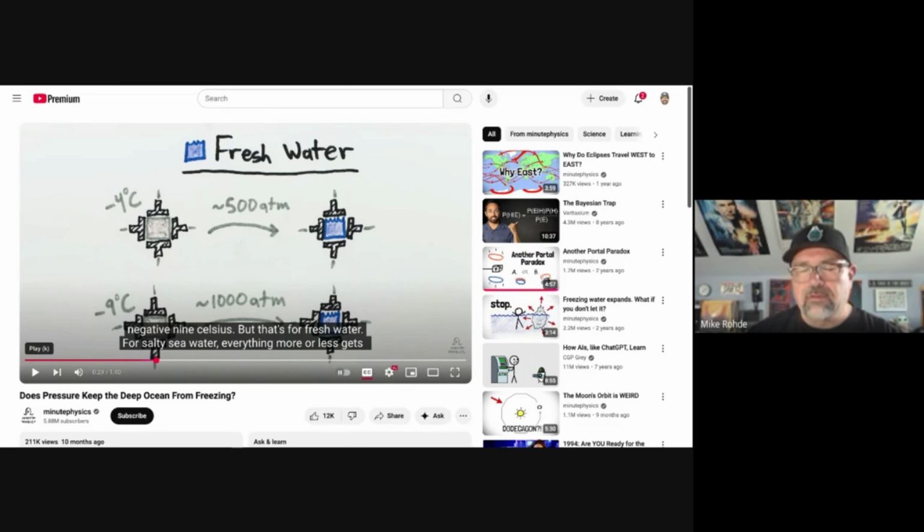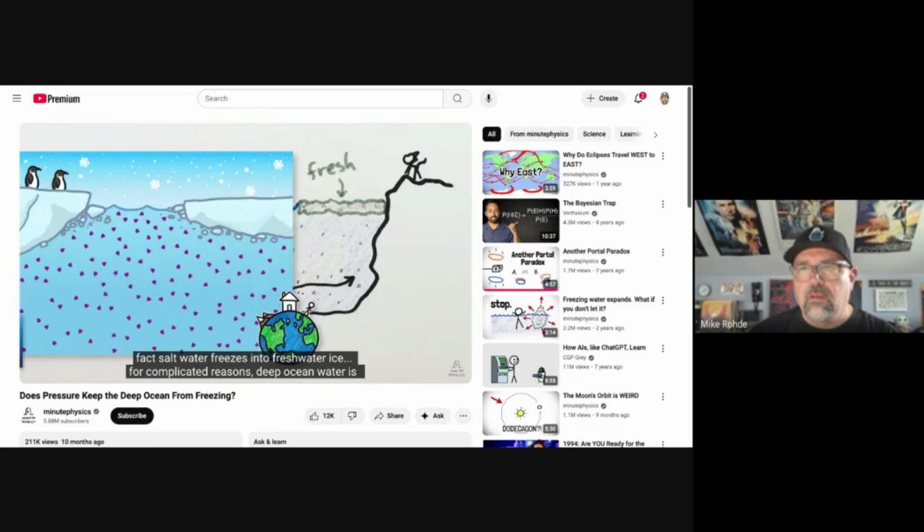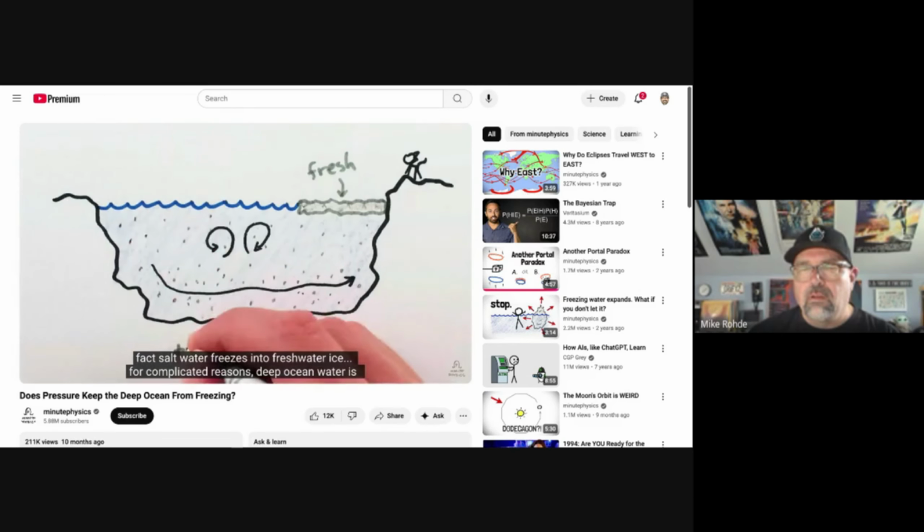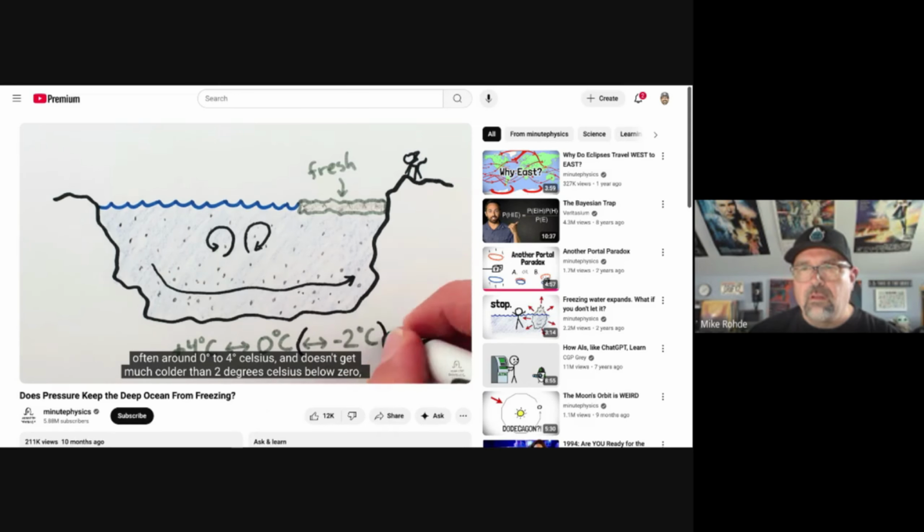But for various reasons related to circulation and salinity and convection, and the fact salt water freezes into freshwater ice, for complicated reasons, deep ocean water is often around 0 to 4 degrees Celsius, and doesn't really get much colder than 2 below zero. These are temperatures at which the water would stay liquid from salt alone, even without the additional pressure.